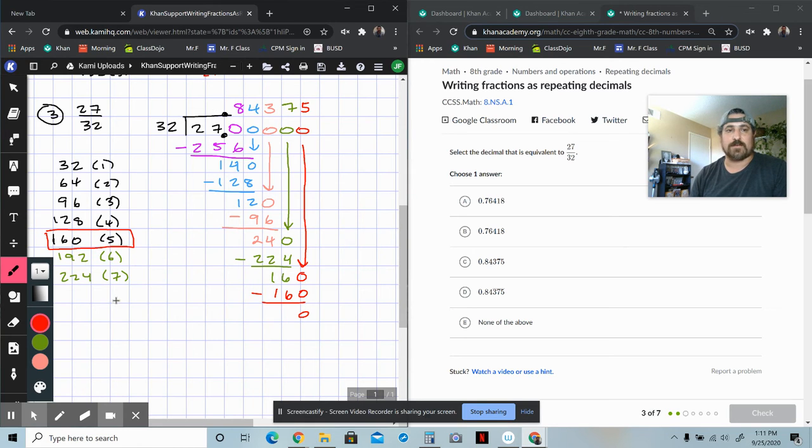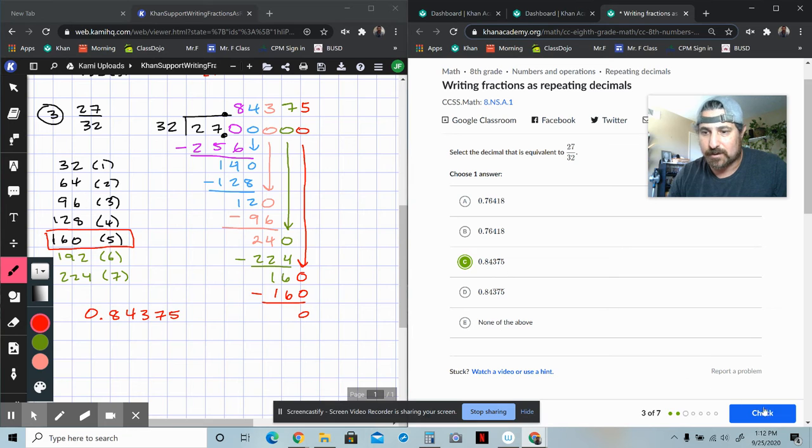So this is actually worth 0.84375, and it terminates. It's not repeating. They tried to trick us. 0.84375, and that would be right there. 0.84375. Very nice. Okay, the next one, 41 over 90.